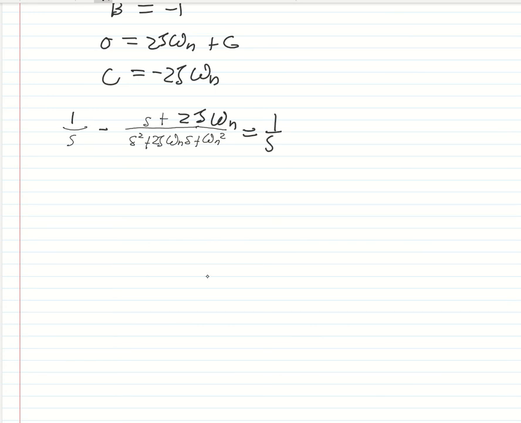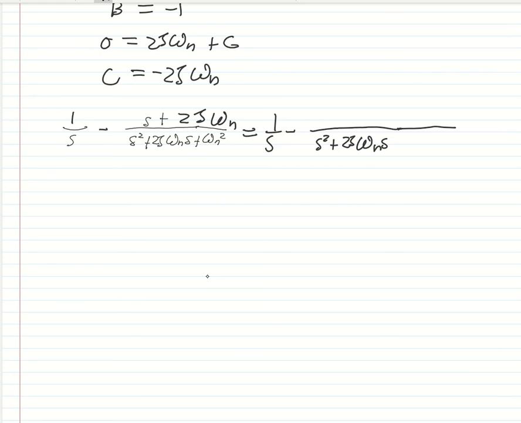So copy 1 over s. Here, we can apply completing the square at the denominator. So we have, minus, then here we have s squared plus 2 zeta omega n times s. Then we need to complete the square. So what do we add here so that this will become a perfect trinomial?